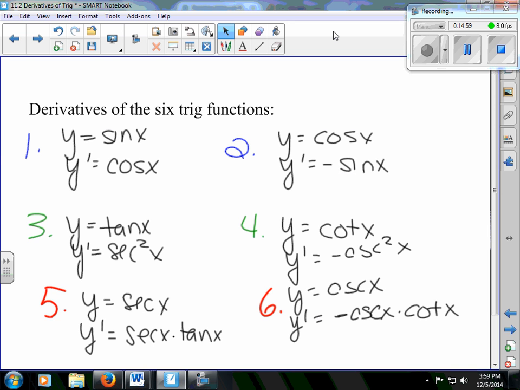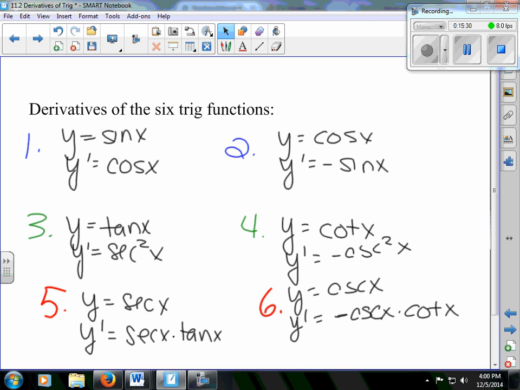Derivative of secant is secant tangent. Same thing with cotangent and cosecant. And the last thing that I want to point out is that when a trig function starts with the letter C, cosine, cotangent, and cosecant, that's when its derivative is negative. See that? Cosine, cotangent, and cosecant are the only ones that have derivatives that are negative.